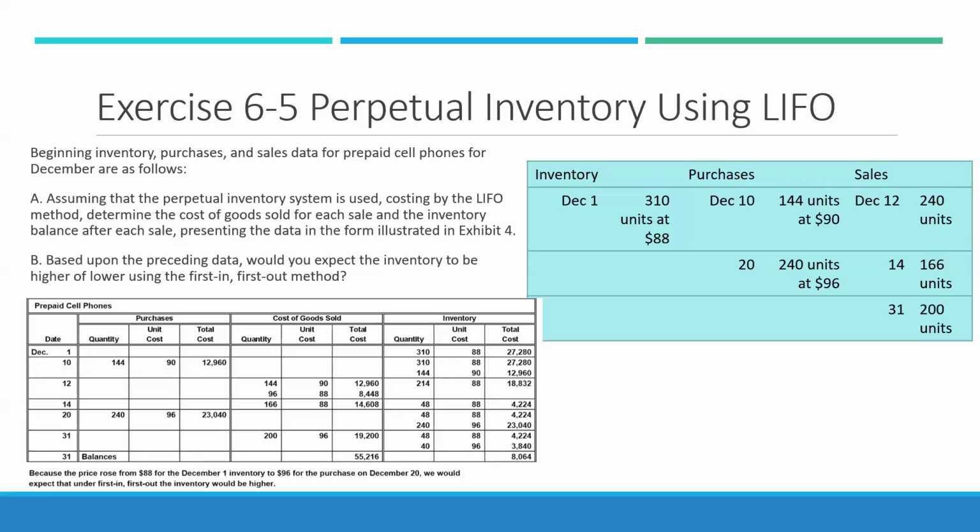Then on the 14th, we sell 166 units, and that's all going to come from the $88 inventory because we used up all of the $90 inventory. And then another purchase of 240 at 96, a sale of 200 units. That 200 units is all going to come from the $96 inventory because that was most recently purchased.